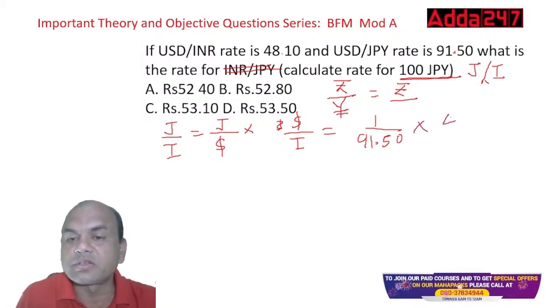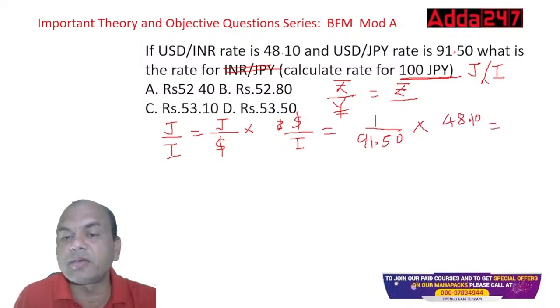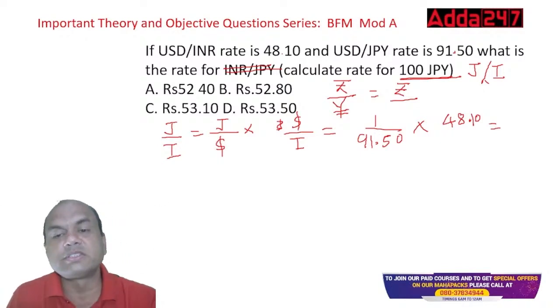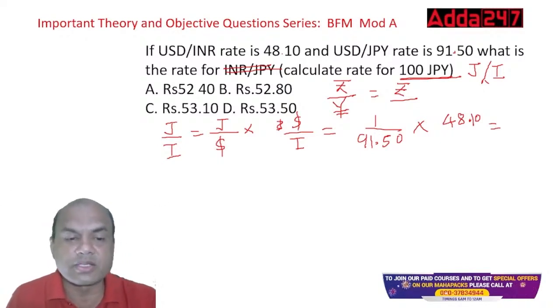It is 48.10. Now take the answer. Everyone do it: 48.10 upon 91.50. What is the answer you're getting?